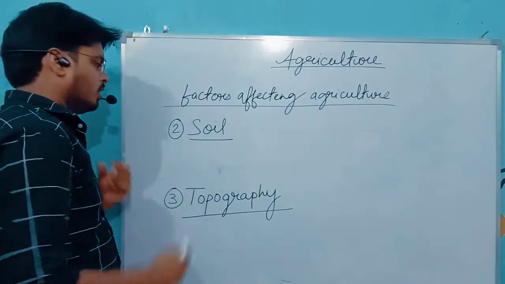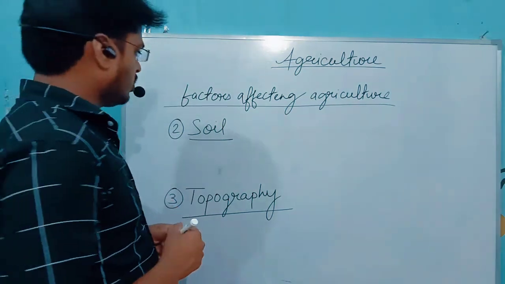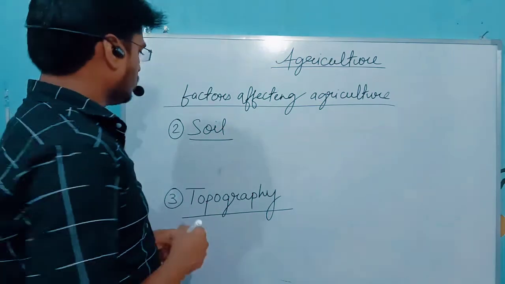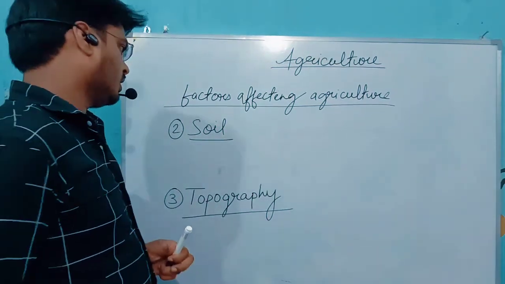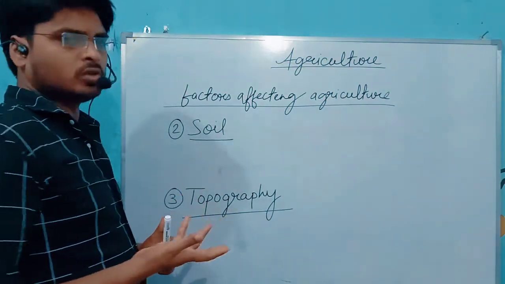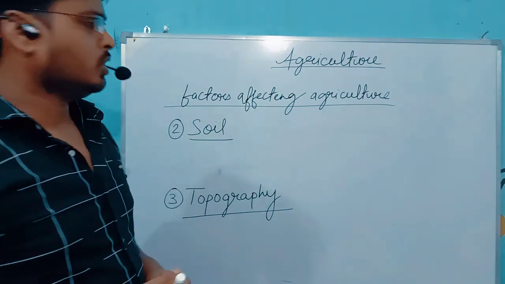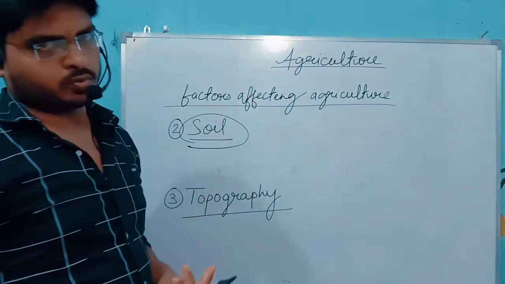Now the next point is soil. Soil is also very important for crops, because soil gives nutrition to the plants. For different crops, different soils are required. Like if we talk about wheat, alluvial soil is very good. But if we talk about cotton, for that we need black soil. So different types of soil are needed for different types of crops.